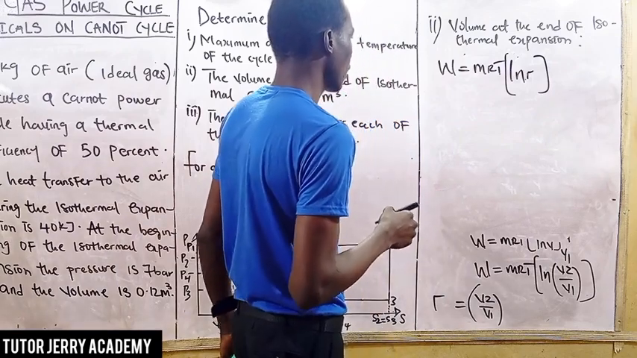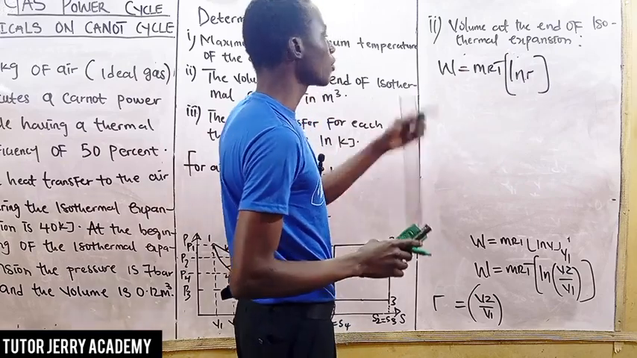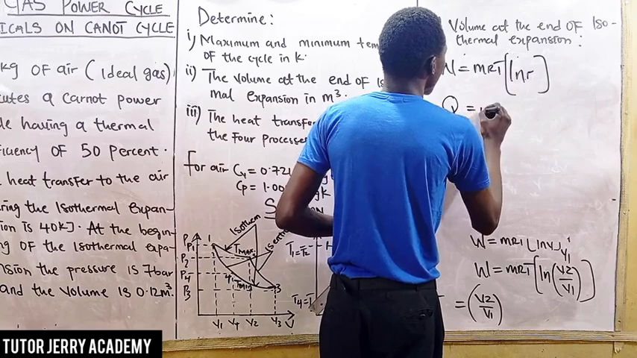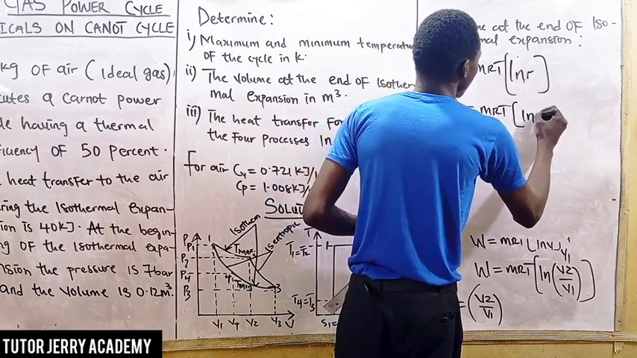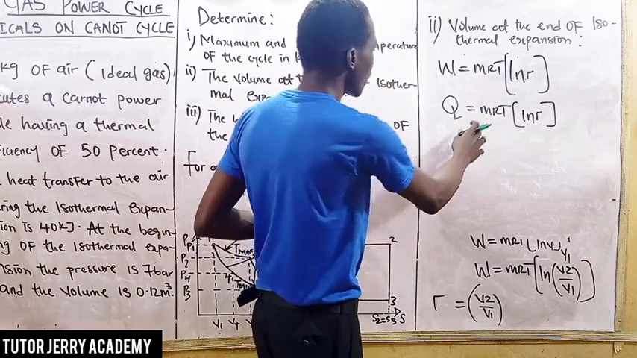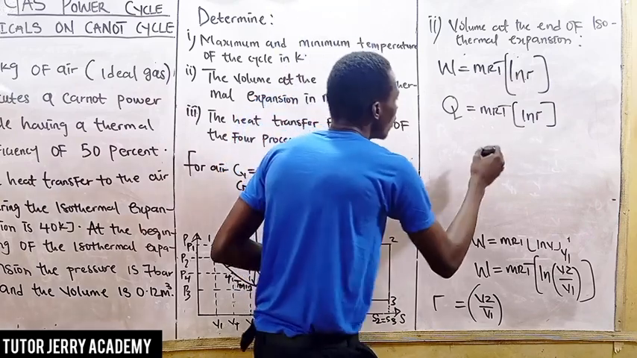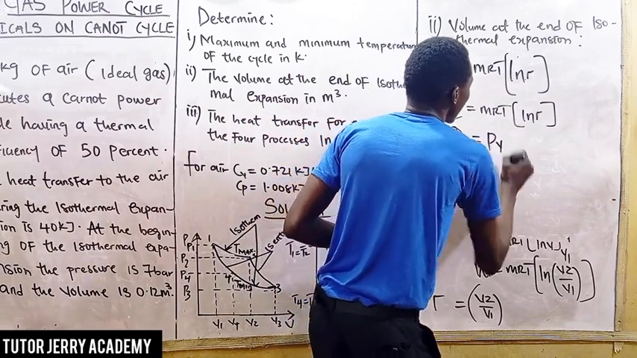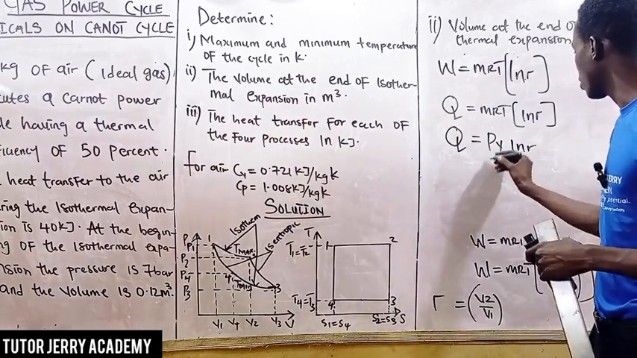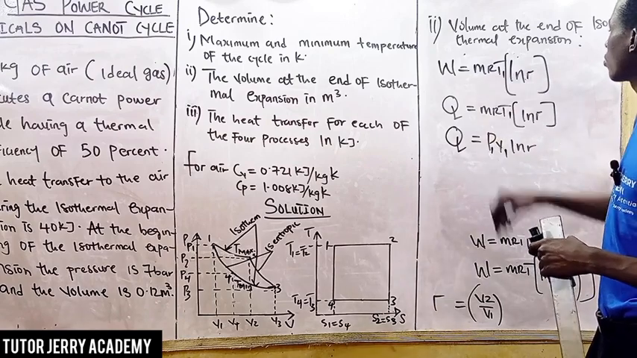Now, don't forget that I said Q is equal to W. We have already established that, for our isothermal expansion process, Q, that is heat, is equal to W, which is our work. So I can say Q is equal to MRT ln r. And of course, we know that MRT is nothing but PV. So Q will become PV ln r. This is what we have. Now, at our initial stage, here will be P1, here will also be V1, and of course, here too can be T1.